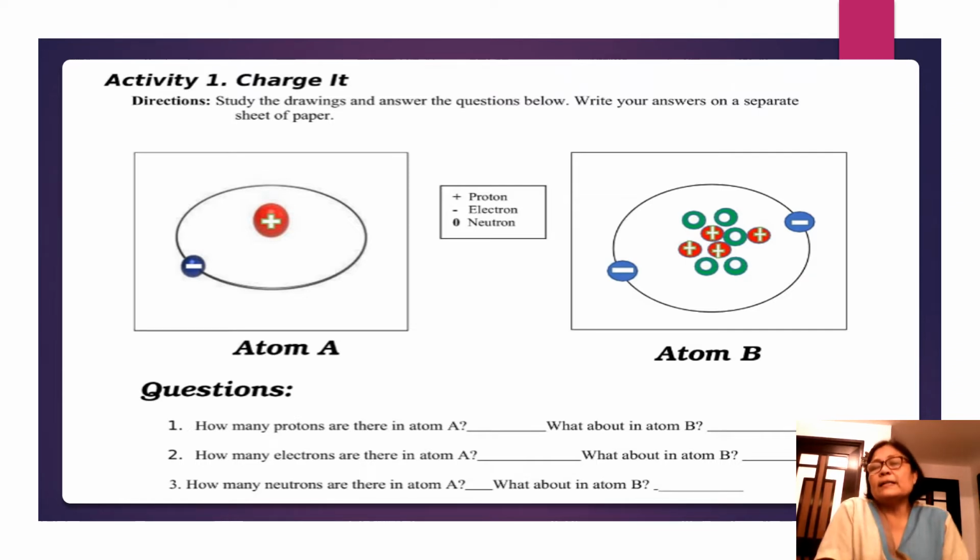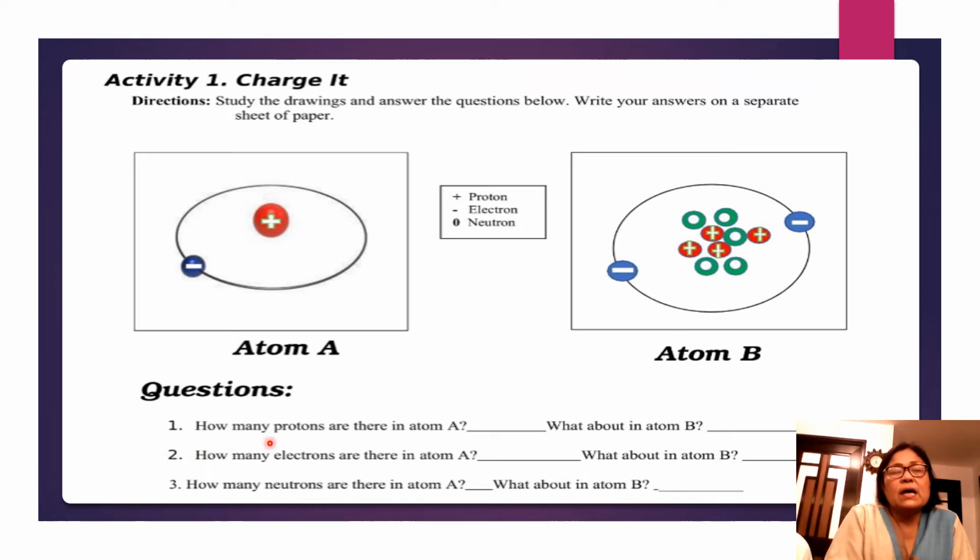Now, let us try this activity. So these are the directions. Study the drawings and answer the questions below. Write your answers on a separate sheet of paper. So we have atom A and atom B. Now here are some questions.